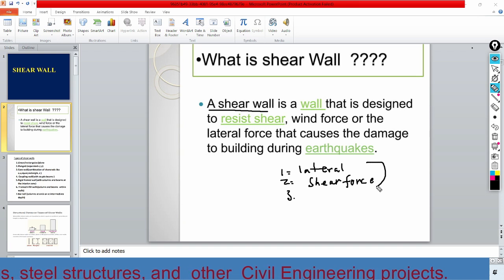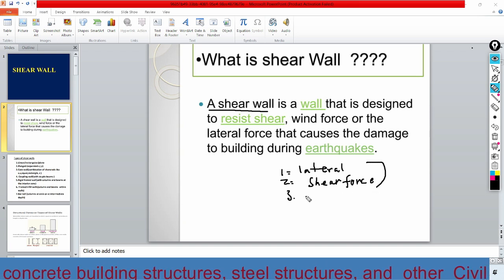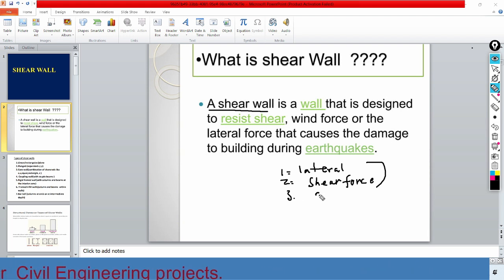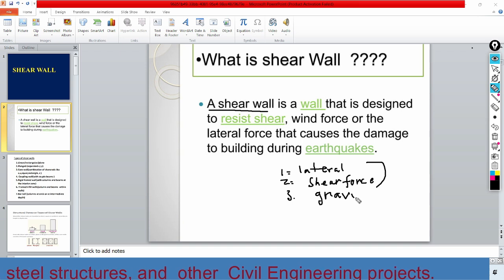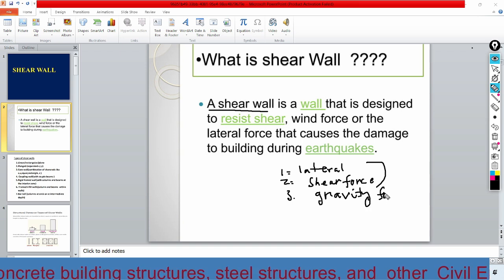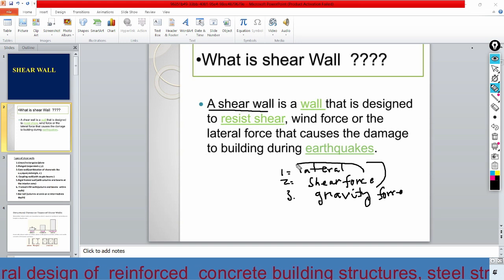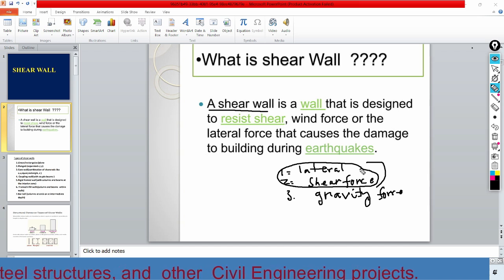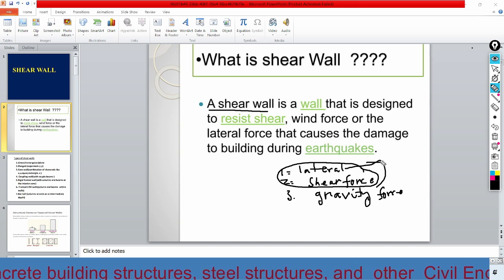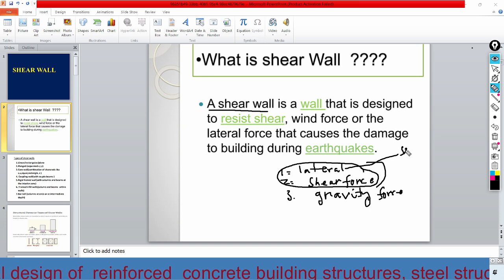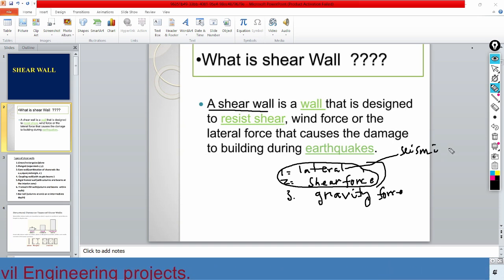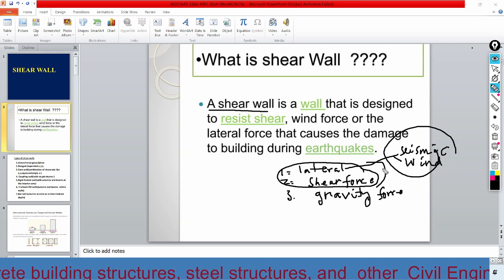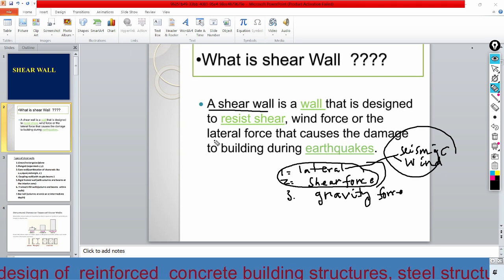This is the primary function of a shear wall, and the secondary function of a shear wall is to also resist gravity loads, that is gravity force. But the primary function of a shear wall is to resist the lateral and the shear force. The lateral force may be seismic, or it may be wind.